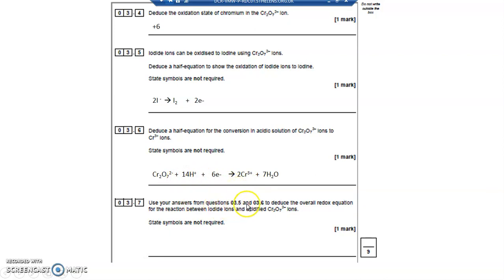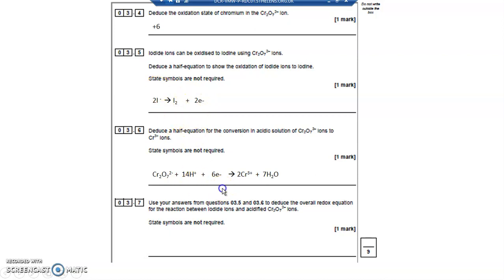Use your answers from 3.5 and 3.6 to deduce the overall redox equation. So what I do is I take everything from the left, oh no I don't. First of all, I've got to balance the electrons. I've got two electrons in this one, and I've got 6 electrons in this one. I've got to get equal numbers of electrons so that I can cancel electrons. In my overall equation, I can't have any electrons, so the number of electrons have got to balance. So I've got to multiply everything through by 3. So 3 times 2I minus is 6I minus. 1I2 is 3I2 and makes 6 electrons.